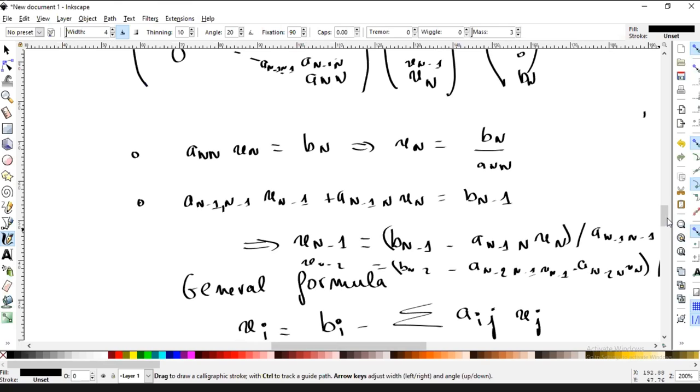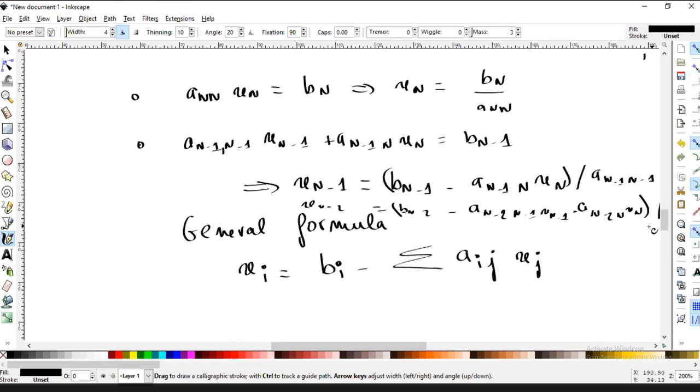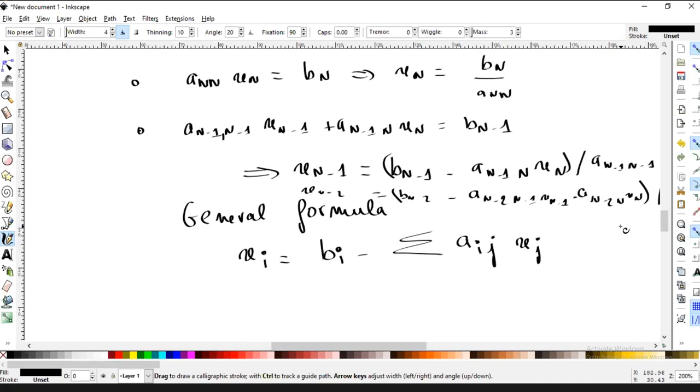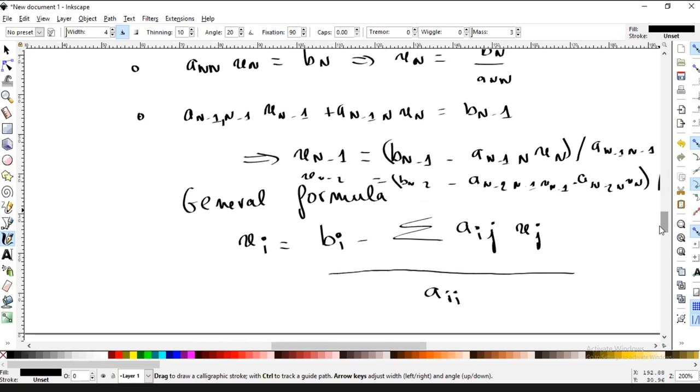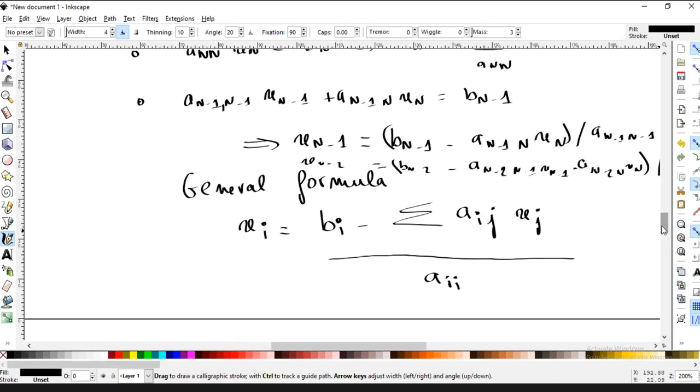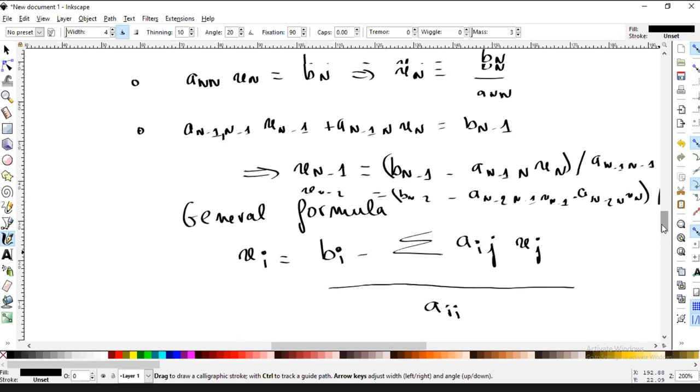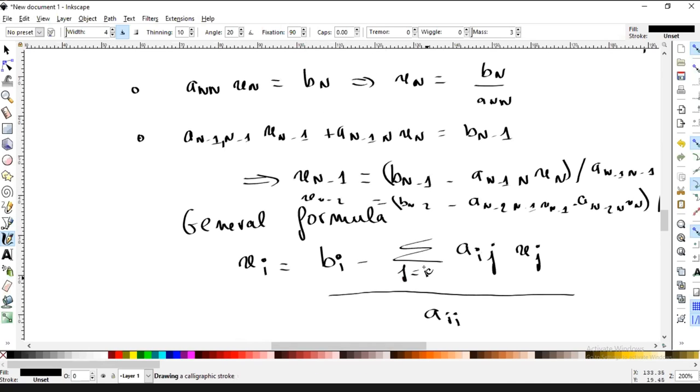So the general formula is xi is equal to bi minus the sum of aij xj, divided by aii. But here the sum goes from what to what? It goes from j equals i plus 1 till n.